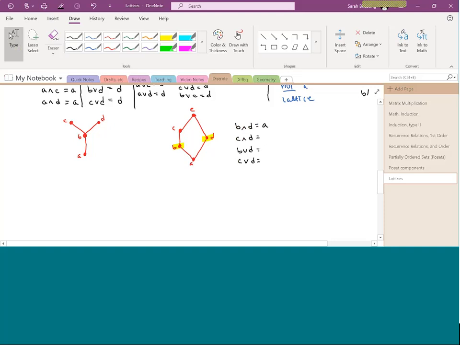Anybody have a guess on what the join would be for B and D? And remember, this is the least upper bound, so you're looking above B and D. Since B and D don't form a little baby chain, there's no direct path between them. That means the only options for the join of B and D are going to be either C or E. You've got a 50-50 shot of a blind guess right there. Remember, both B and D have to be related to the join.